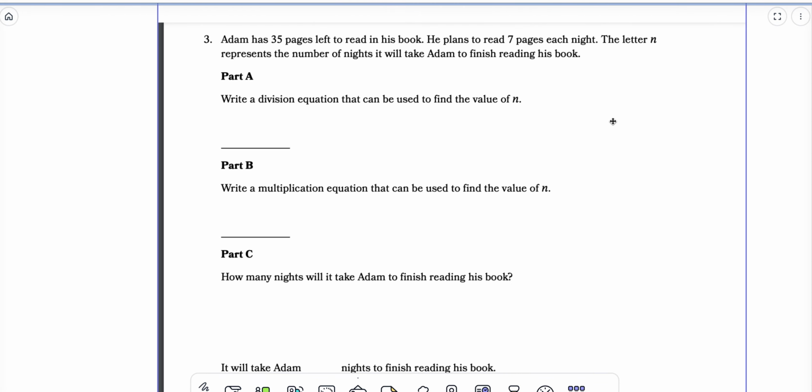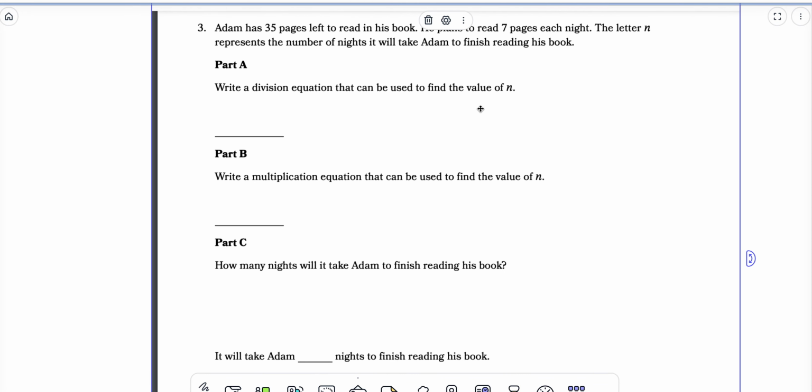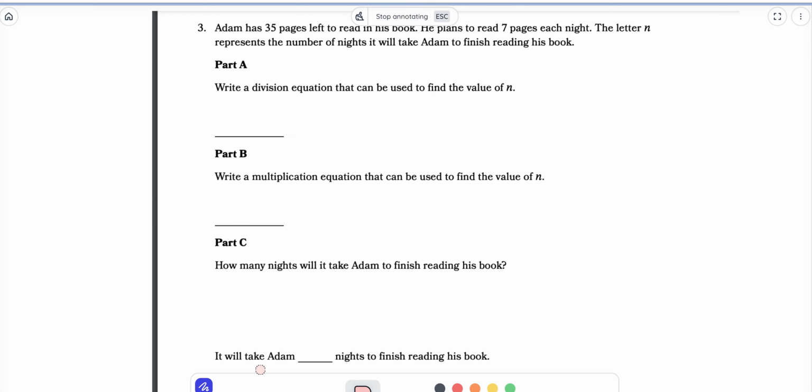Here we go. Adam has 35 pages left to read in his book. He plans to read 7 pages, keyword here, each night. The letter N represents the number of nights it will take him to read his book. So the first one, write a division equation that can be used to find the value of N.